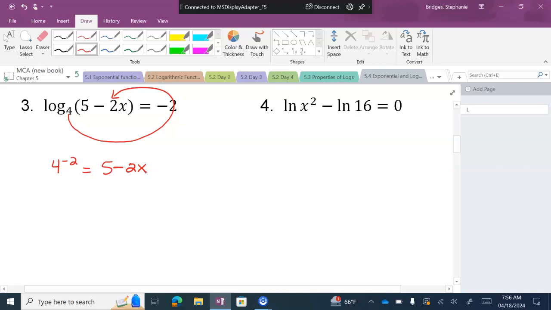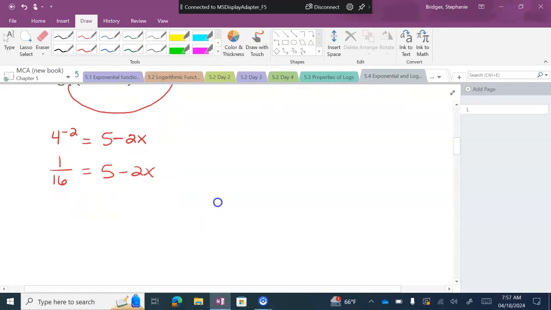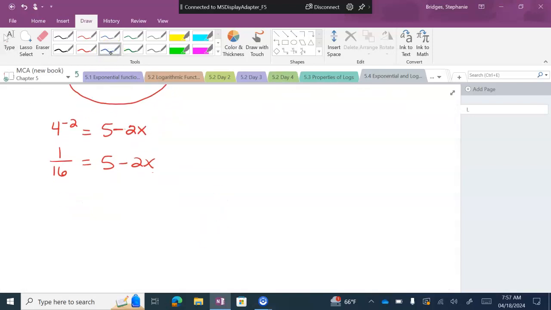First question, 4 to the negative 2. What is that as a fraction? 1/16. Okay. All right. Again, if you're not comfortable with fractions, let the calculator do your work. I want to start trying to solve this for x. What do I have to get rid of first?